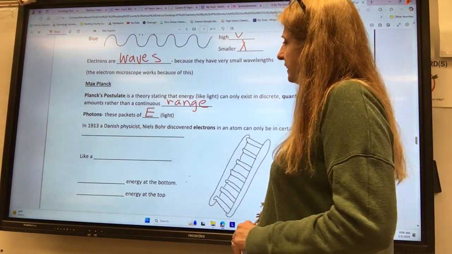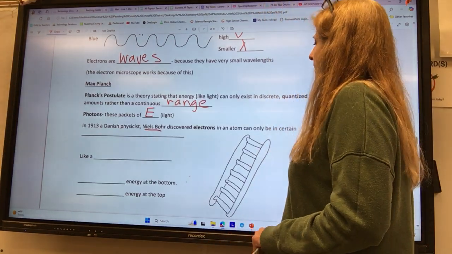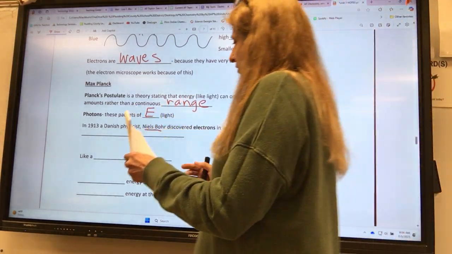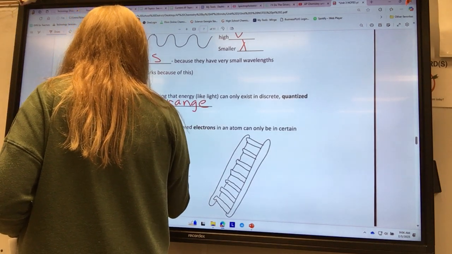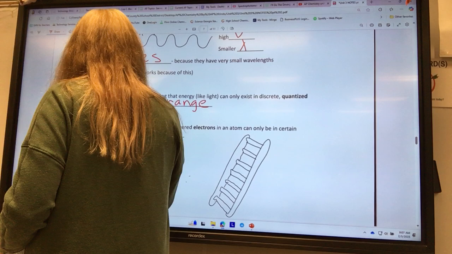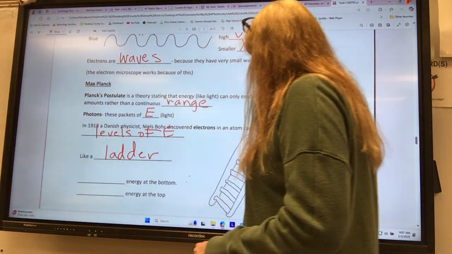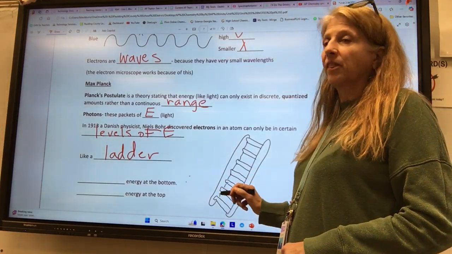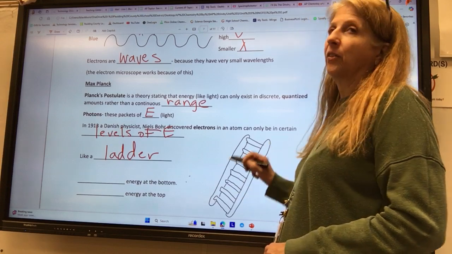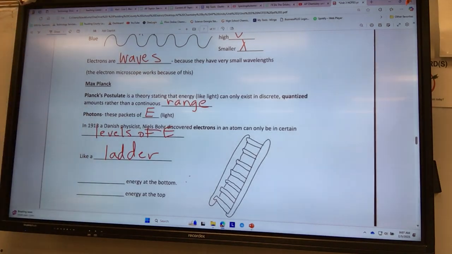In 1913, a Danish physicist, Niels Bohr, there's our Bohr model on the board over there, discovered electrons in an atom can only be in certain levels of energy. It is like a ladder. If you're climbing up a ladder, you can't put your foot in between rungs. You just fall back down. The only way to climb up the ladder is on the rungs. The same thing goes for the electrons. There is no ladder in between these rungs. They have to hop between levels.